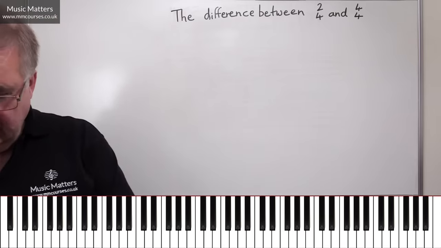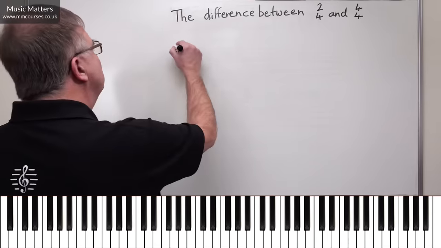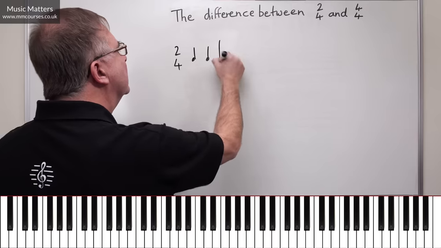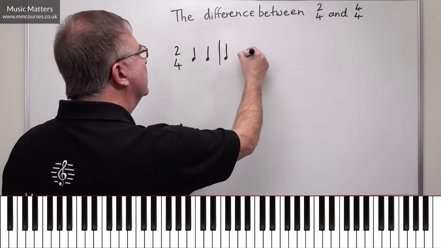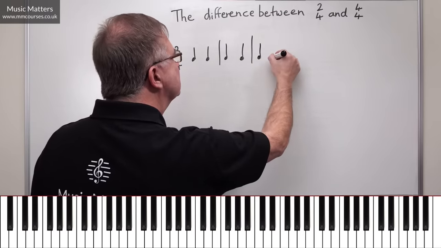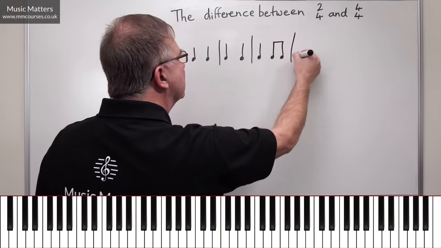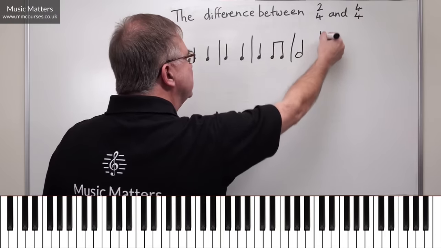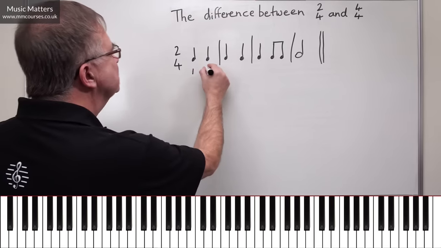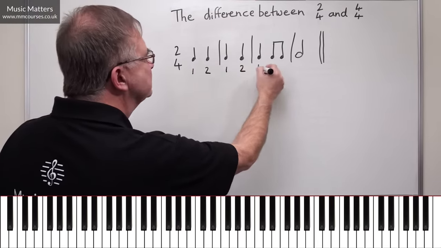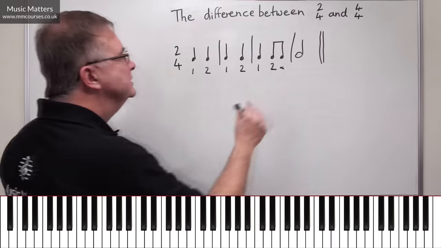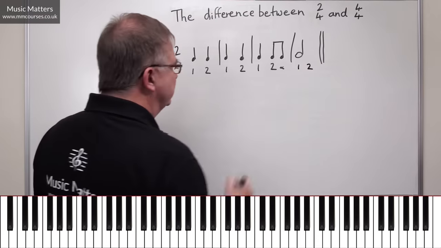So if I notate that rhythm in 2-4, the rhythm I've just played goes like this. It's not a complicated rhythm, but that's what I've just played. And there's the end of it. So you can see exactly where these 2 beats are coming. There's the first, there's the second, there's the first, there's the second, there's the first. This one is split into these 2 eighth notes, 2 quavers. And on the last note, I've got 2 beats.